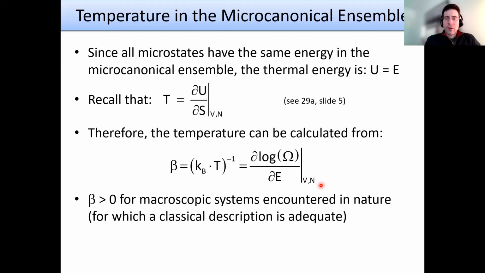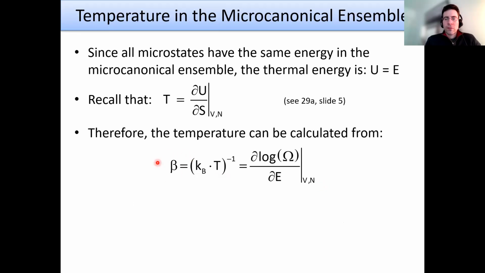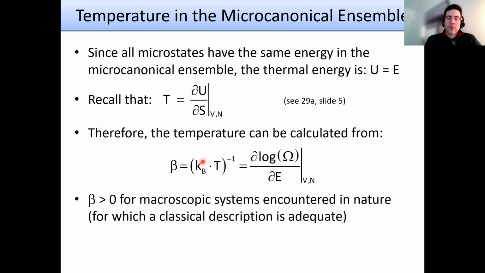So essentially this is a way to calculate the temperature, because KB is of course a constant. Now for macroscopic systems encountered in nature for which a classical description is good enough, beta is greater than 0. So as we increase the energy, we are able to access more and more states. This is what this means. So the temperature is positive, as we expect.